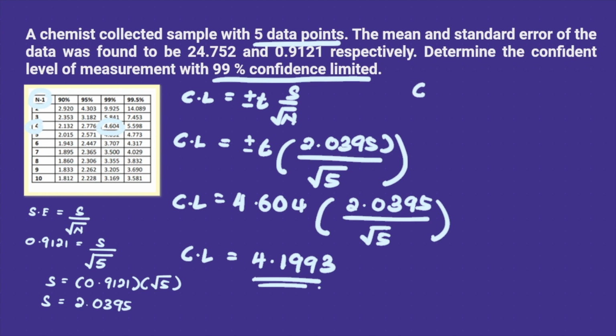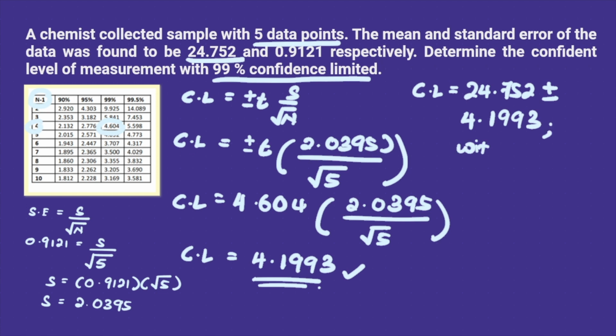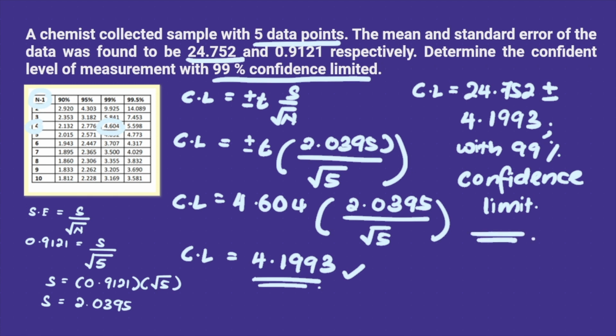So how are you going to write the confidence level? You should write: confidence level is equivalent to your mean, which is 24.752, plus minus the value that you get here, which is 4.1993. And then you need to write the statement with 99% confidence limit. Okay, so this is how you should write your answer for question number 1.